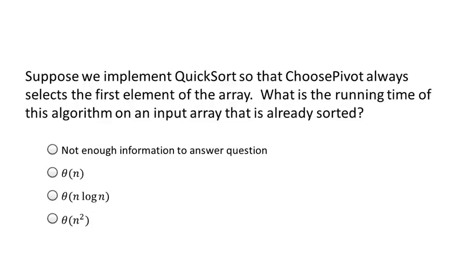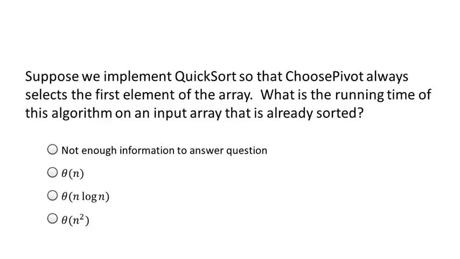So suppose that's how we implement the choose pivot subroutine, and moreover, suppose that the input array to quicksort is an array that's already in sorted order. For example, if it just had the numbers 1 through 8, it would be 1, 2, 3, 4, 5, 6, 7, 8 in order. My question for you is, what is the running time of this recursive quicksort algorithm on an already sorted array if we always use the first element of a subarray as the pivot?